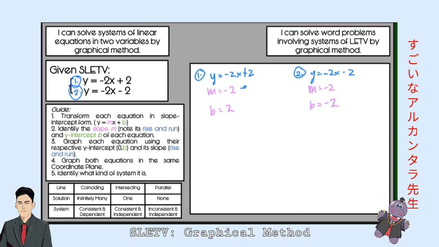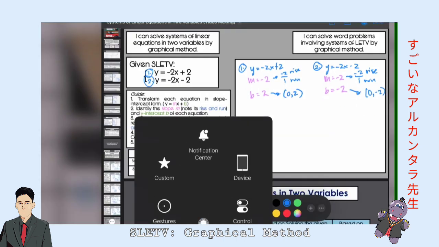This implies that this is negative 2 over 1. Rise is negative 2, run is 1. Here, the y-intercept could be found at 0, 2. For the second one, again, this is negative 2 over 1. Rise is negative 2, run is 1. But the y-intercept will be found at 0, negative 2. So that will be our starting point for the graphing. Doing so, if you look at the graph, it will look like this.